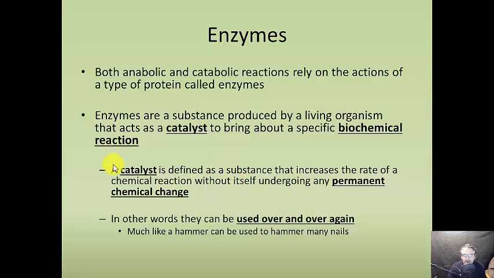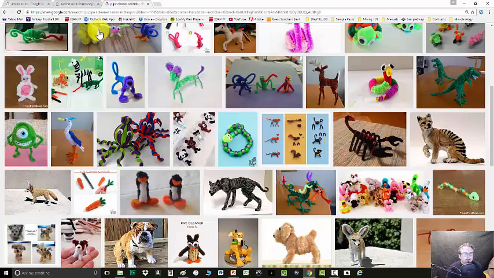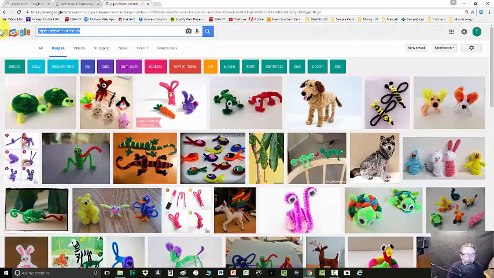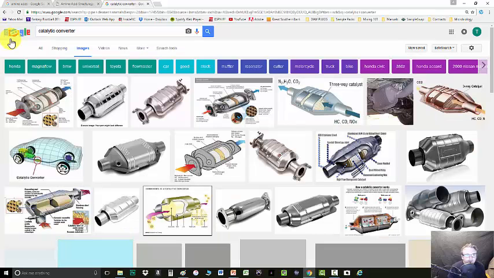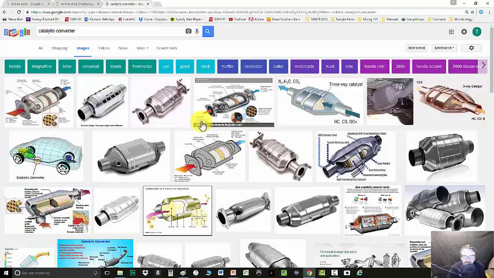Now you have other types of non-biological catalysts. An example would be a catalytic converter. If I can spell that out, there we go. A catalytic converter is something that you would have on a car. This is actually an emissions control device that breaks down some of the pollutants that come out of a car. So it's one of the ways that modern society has cleaned up air pollution.